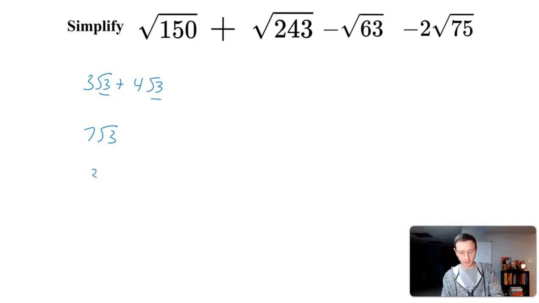Now, they're not the same, so if I had like 3 root 3 plus 4 root 5, those are not like terms. I cannot combine those together because they're different terms on the inside. So that's one thing that we have to have.